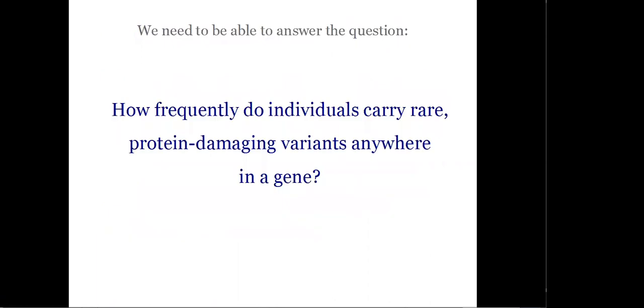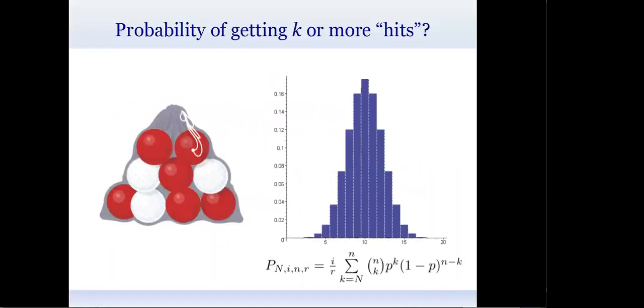So the question we want to ask for every single gene is, how frequently do individuals carry rare protein-damaging variants anywhere in a gene? The model is that of a simple binomial model.